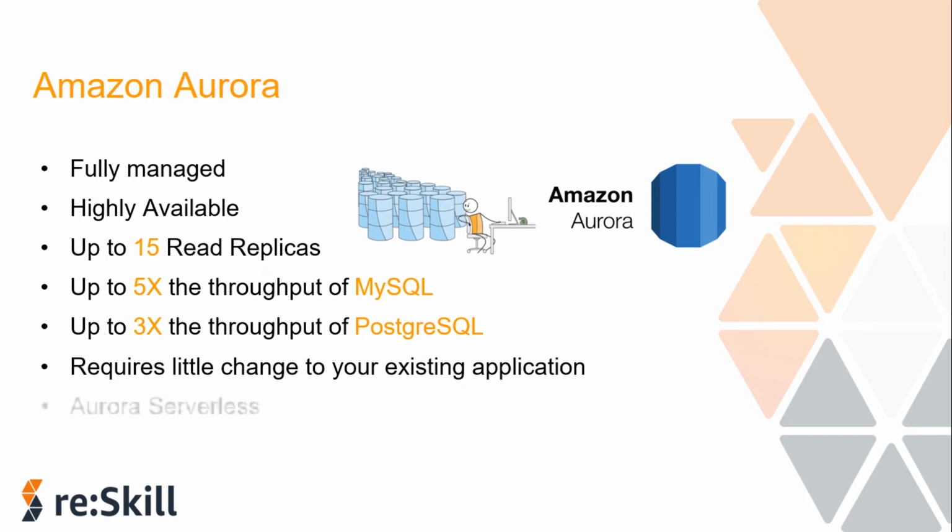Also, we have one more option, Aurora Serverless, which is an on-demand auto-scaling configuration for Amazon Aurora. What it does is it automatically starts up, shuts down and scales capacity up or down based on your application's live needs, and it enables you to run your databases in the cloud without managing any database capacity. You won't have to create the database instance in this case.